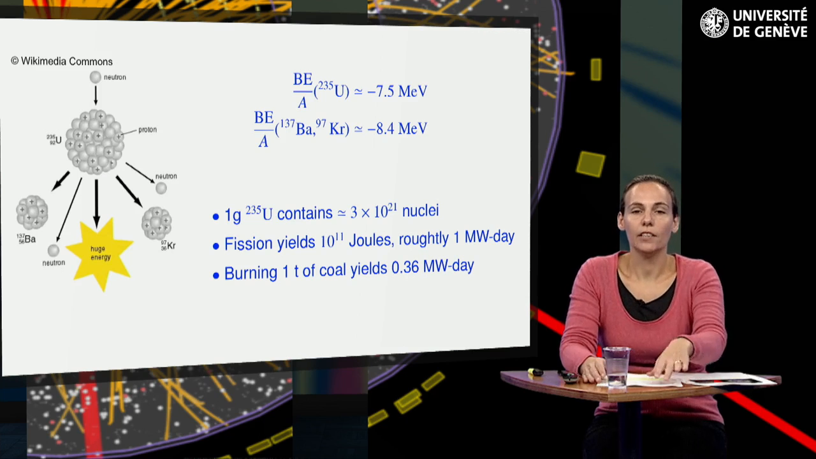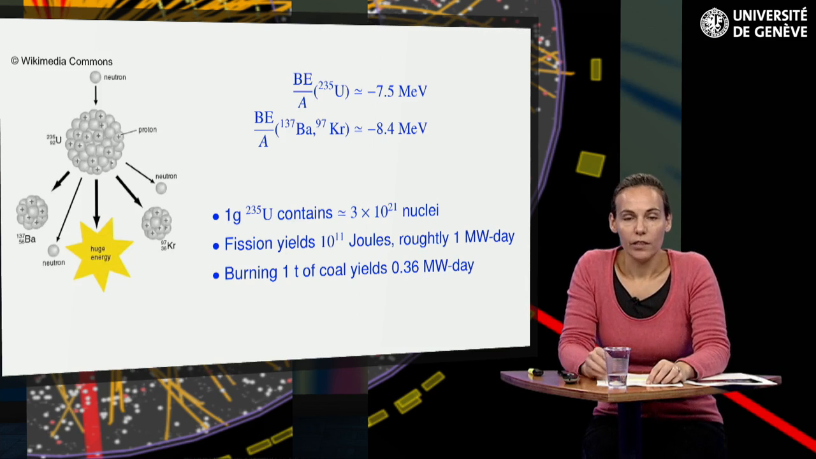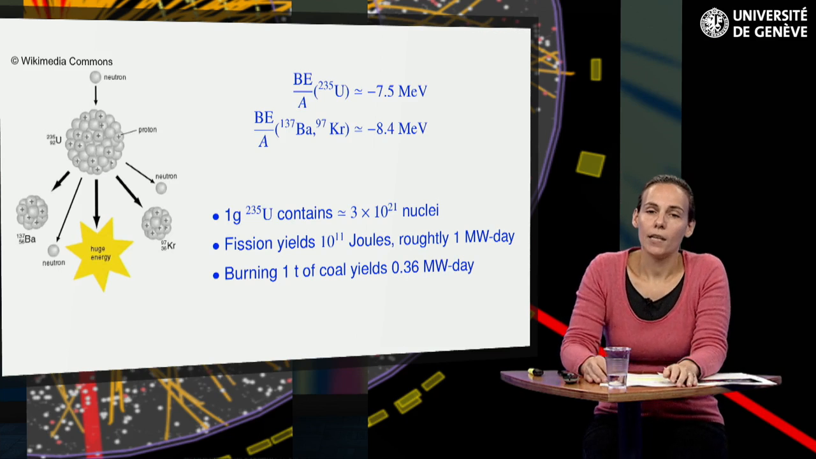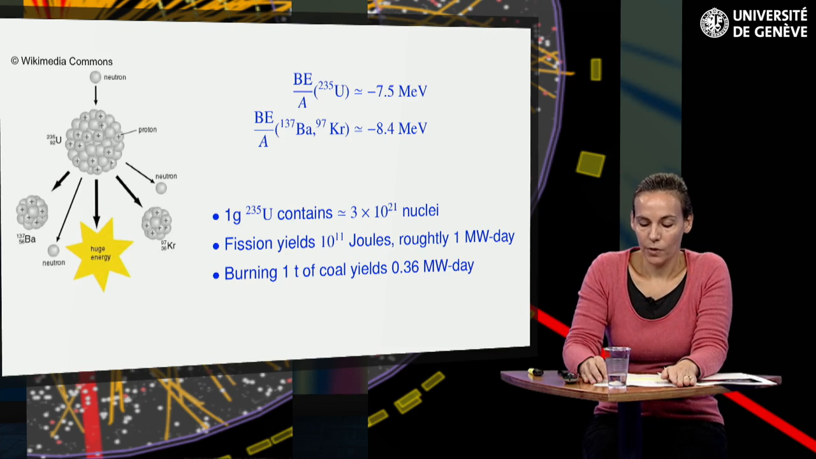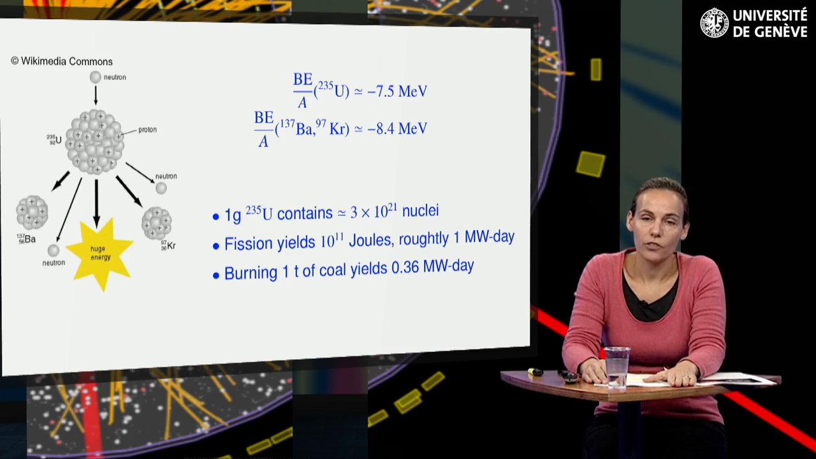To give you an idea, for comparison, burning 1 ton of coal yields about 0.36 megawatt a day, if again we ignore efficiencies. Thus, 1 gram of uranium-235 contains as much nuclear energy as 3 tons of coal contain in chemical energy.